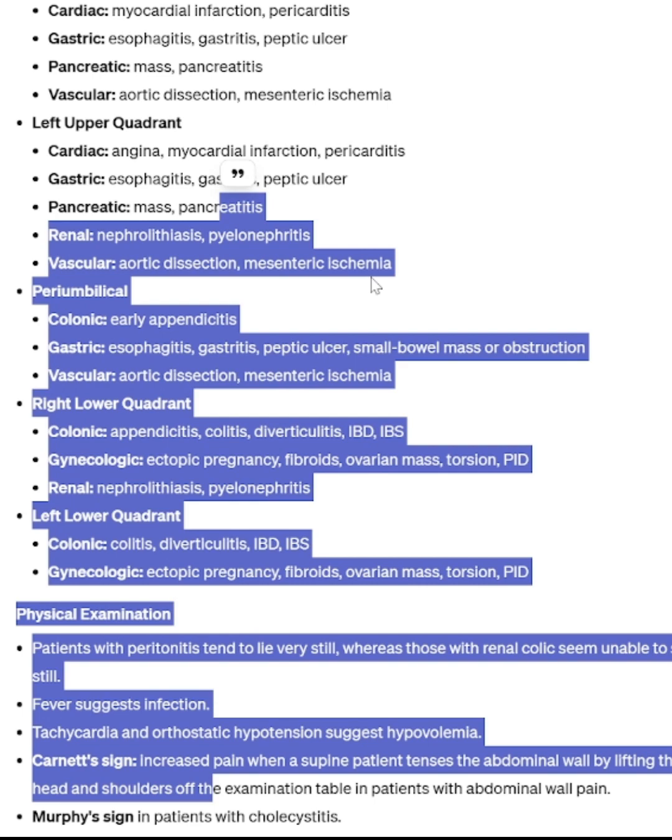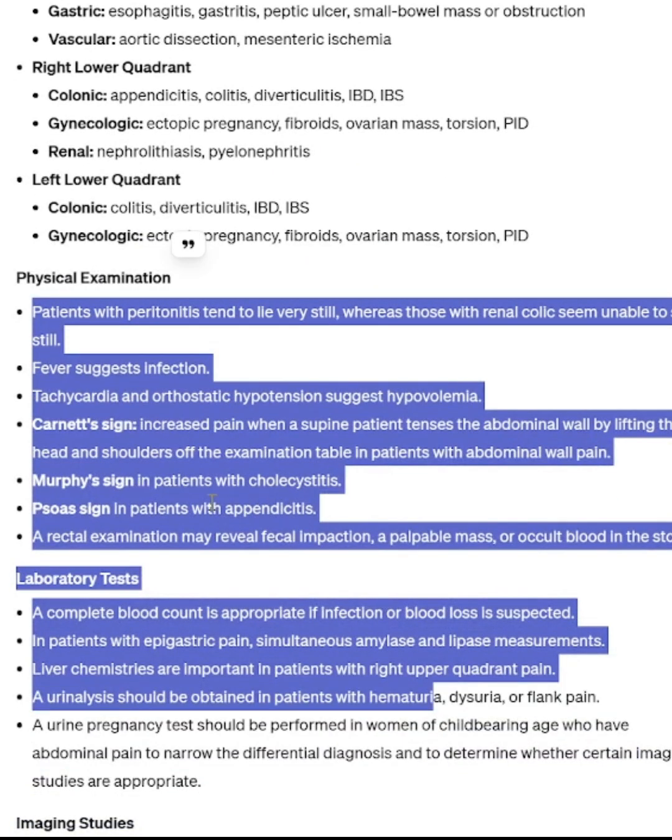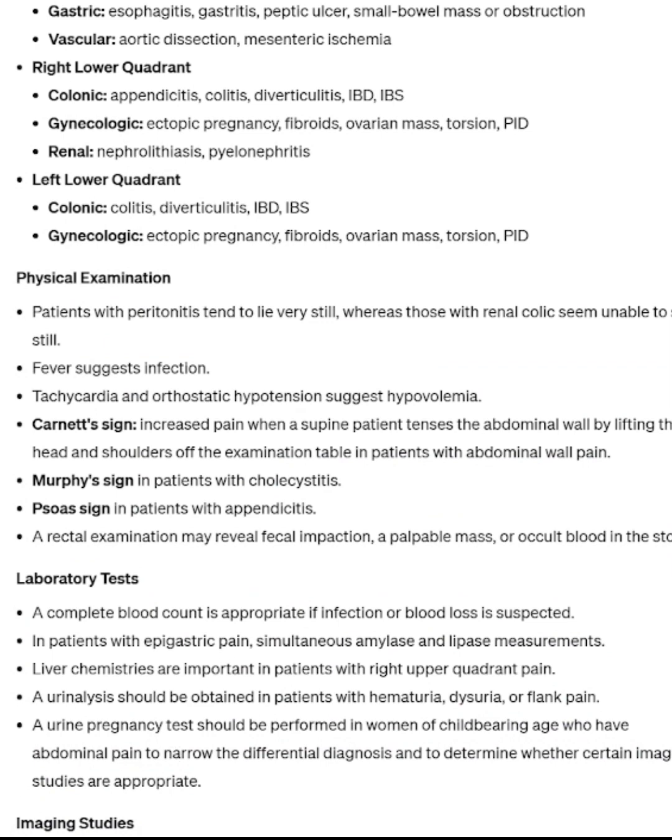Patients with peritonitis tend to lie very still, whereas those with renal colic seem unable to stay still. Fever suggests infection. Tachycardia and orthostatic hypotension suggest hypovolemia. Carnett's sign: increased pain when a supine patient tenses the abdominal wall by lifting the head and shoulders off the examination table in patients with abdominal wall pain.